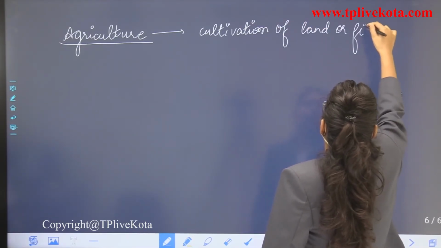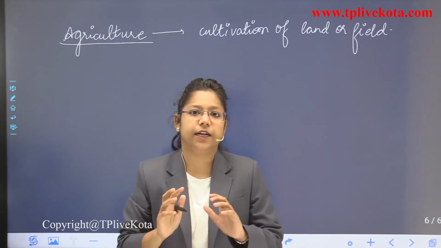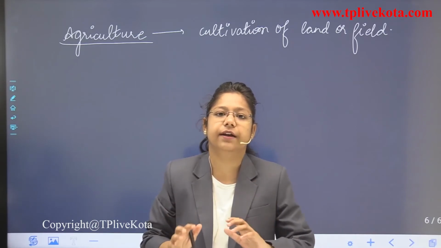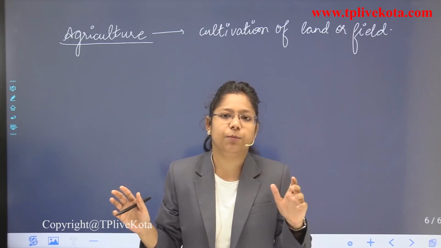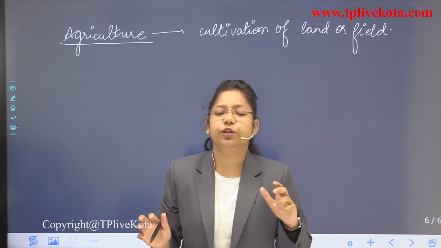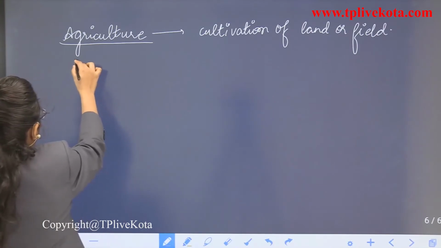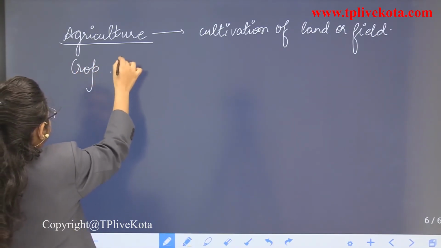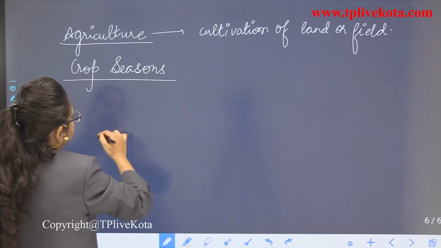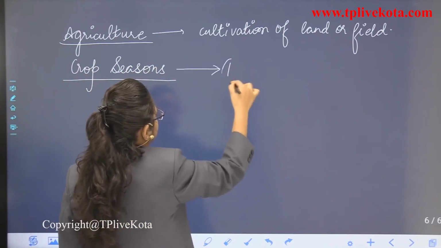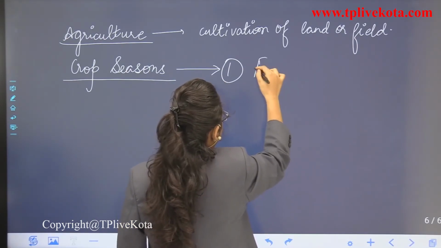Now in this part, what we have learned are the basic crop seasons which we require to grow a particular crop. I have told you about the tricks, and you should use the tricks to learn about the crops. So first we are going to see the crop seasons. So what were the crop seasons? The first were the rabi crops.